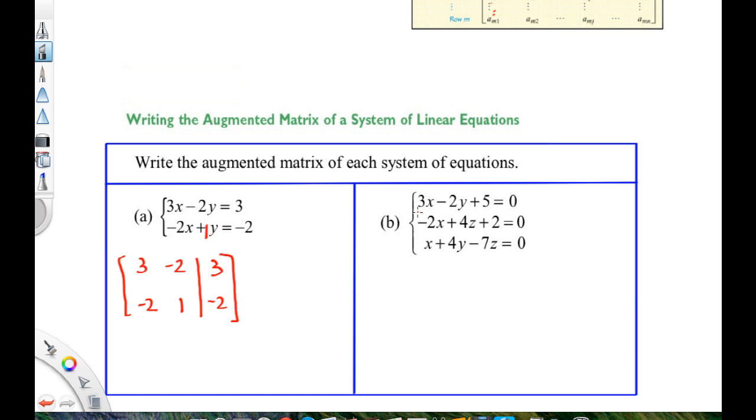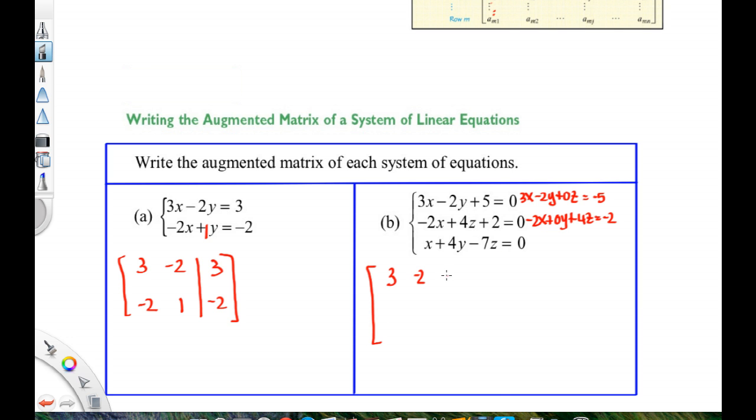If I look at this one, notice that this one has 3 variables, so every single one of these should be written with 3 variables. So we have 3x, we have negative 2y plus 0z, and then the 5 needs to move across to a negative 5. This one would be negative 2x plus 0y plus 4z equals negative 2. And that one's written correctly. So then the matrix looks like this.